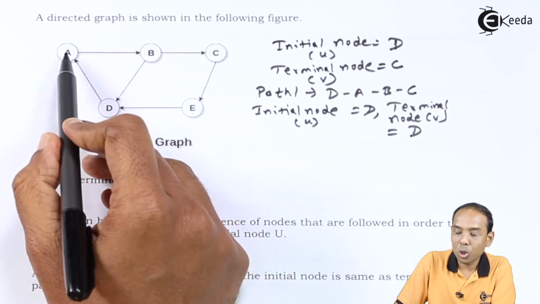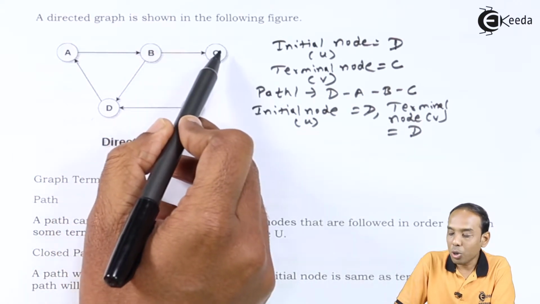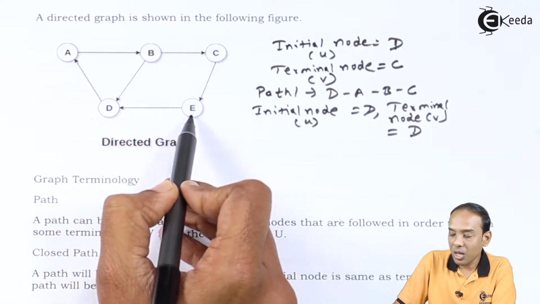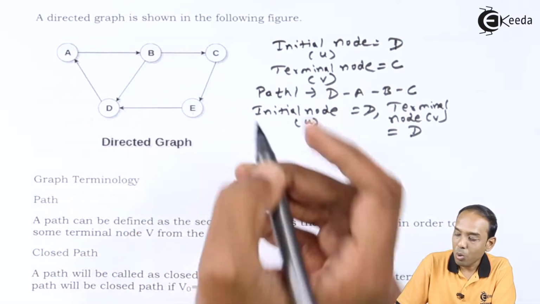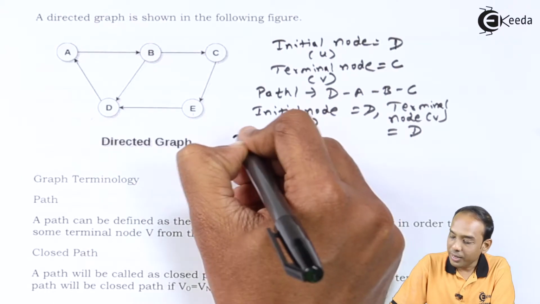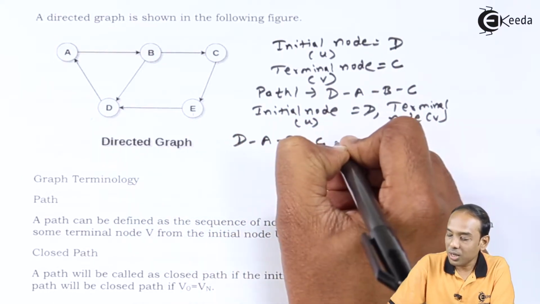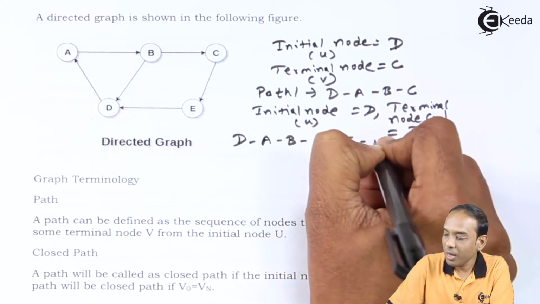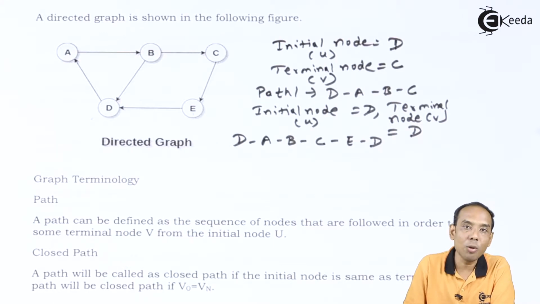From D I can go to A. From A I can go to B. And from B I can go to C. Then I can go to E and again I can come back to D. So this is your path number 1: from D to A to B, B to C, C to E, and from E I can again reach back to D. This is one of the closed paths since the initial node and the terminal node are the same.